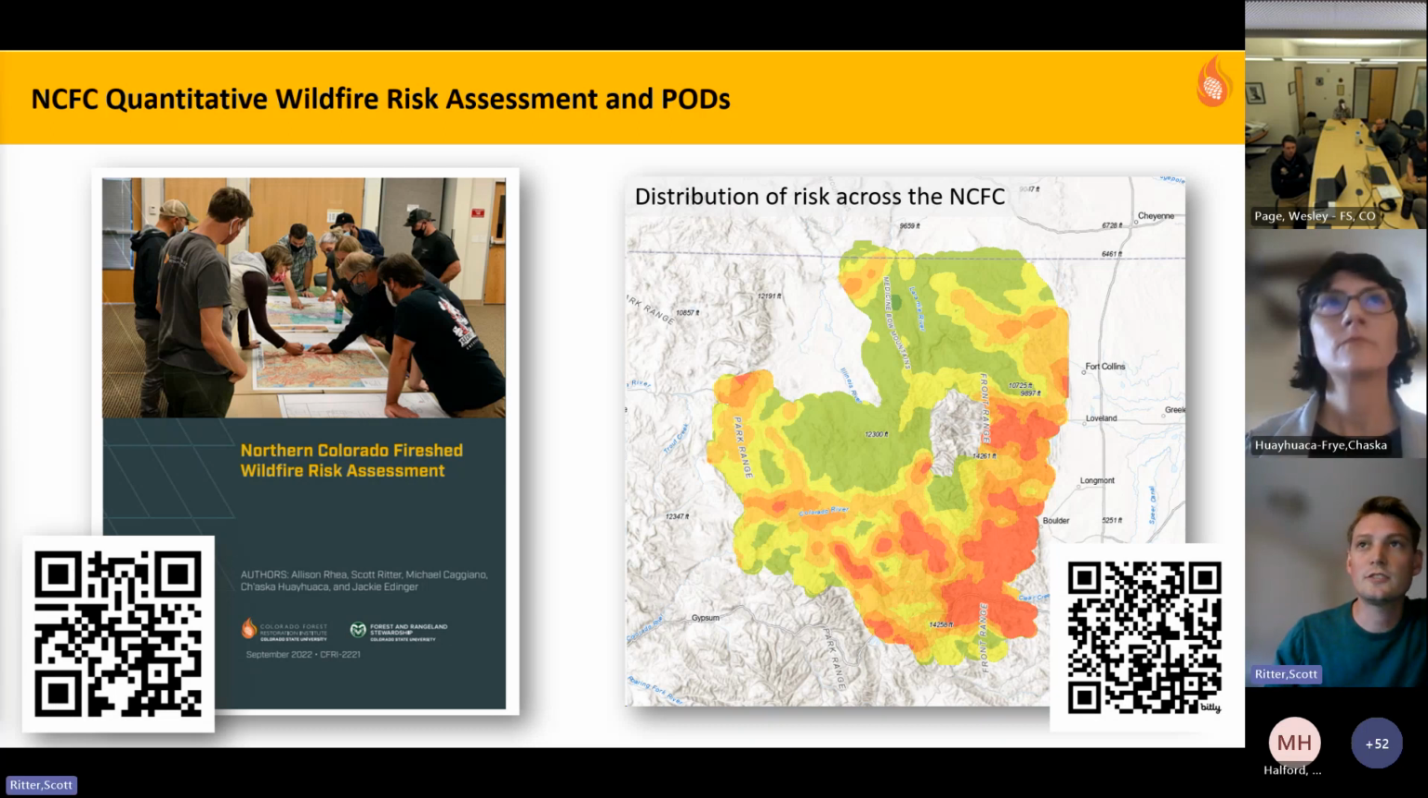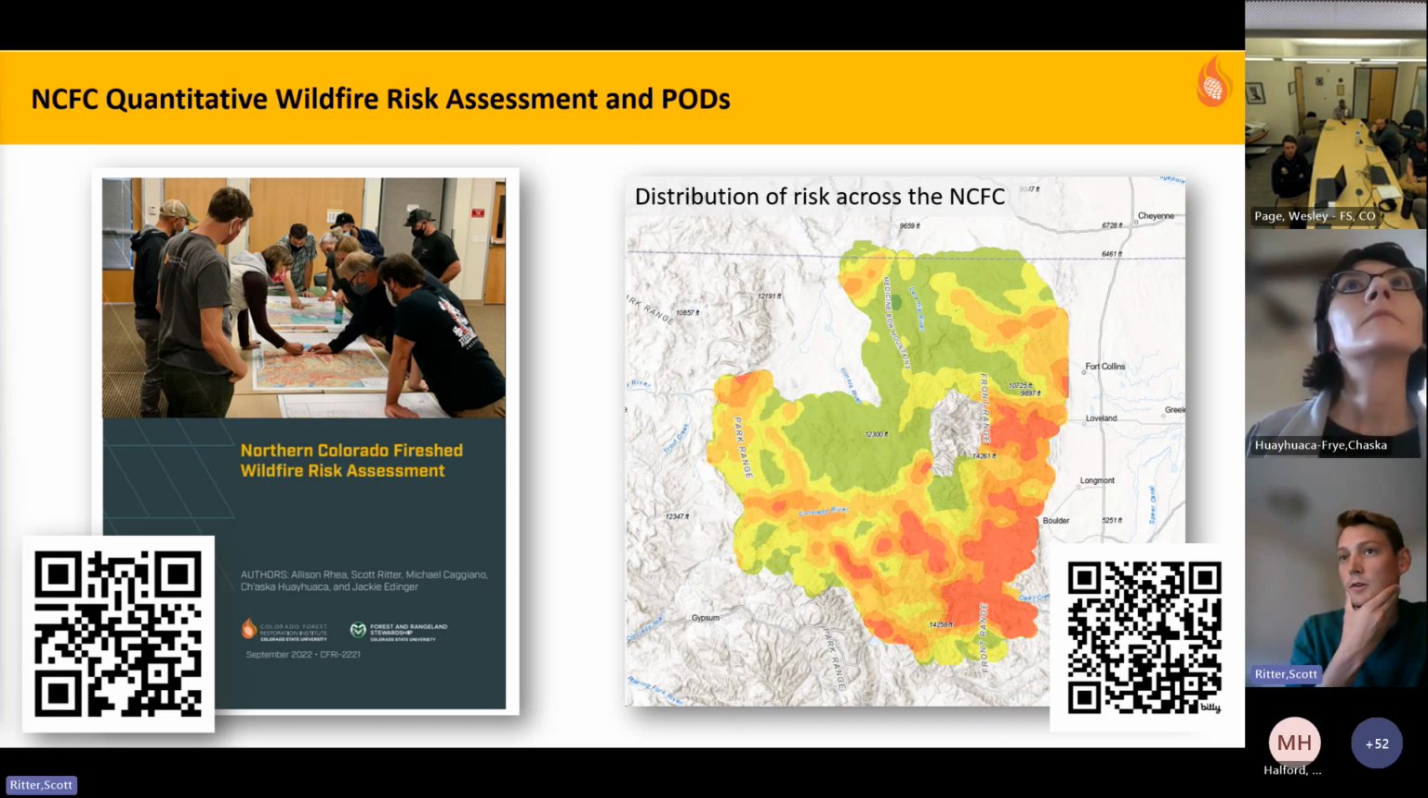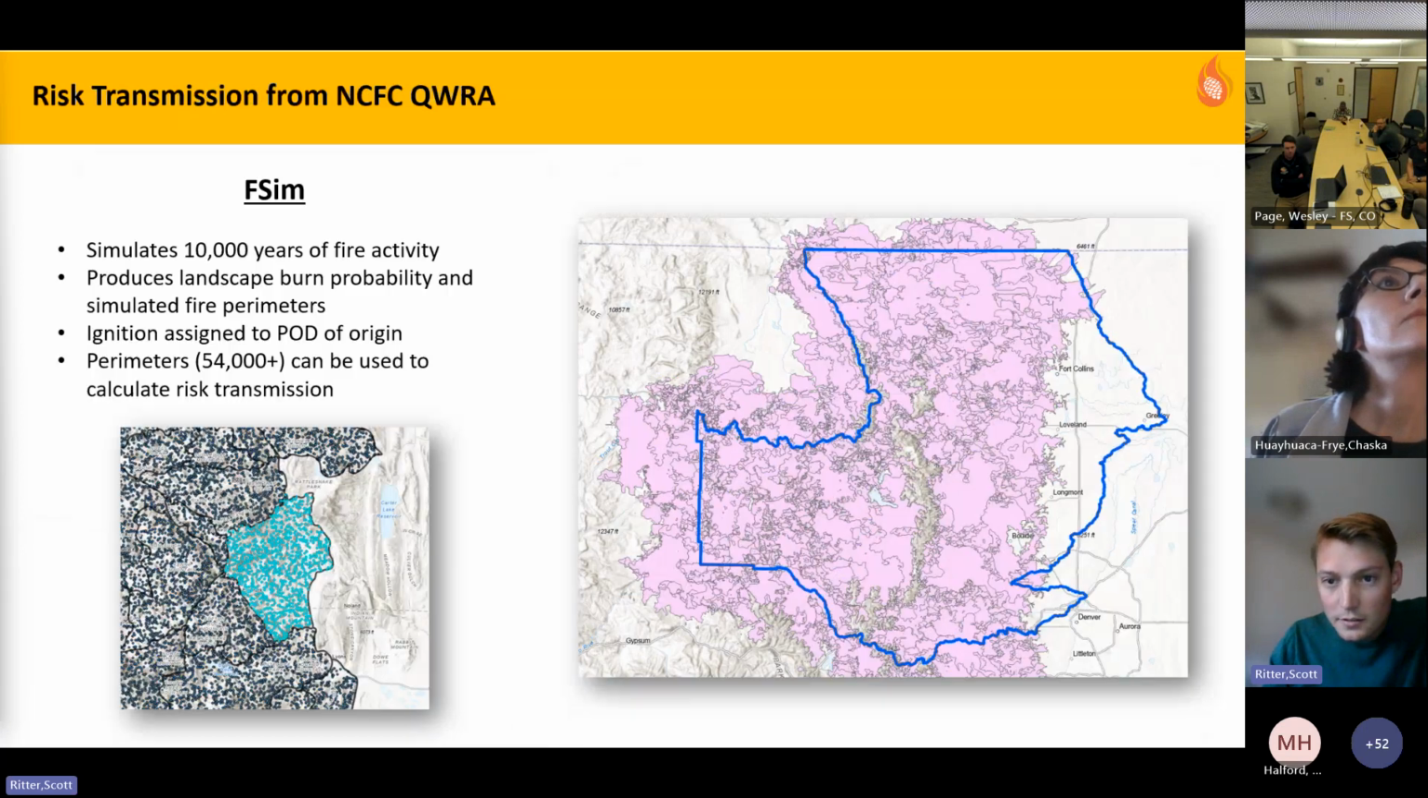So that's the background of the risk assessment. There's lots of different applications in treatment planning, treatment evaluation, prioritizations that you can do with this data. And then the one that I'm going to talk about is specifically related to pods. So here we go. Next slide, Scott.